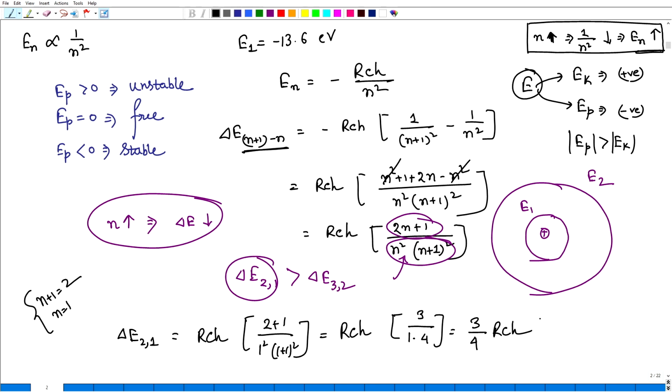Now similarly, if we do that for 3 to 2, it will be R_CH. Here n is 2 because n plus 1 is 3. So n should be 2. So that means it will be 5, correct, divided by 4 into 9. So it will be R_CH into 5 by 36. So this is the case.